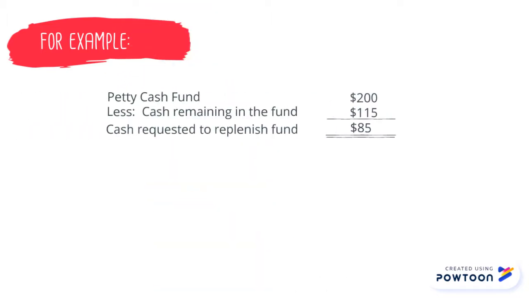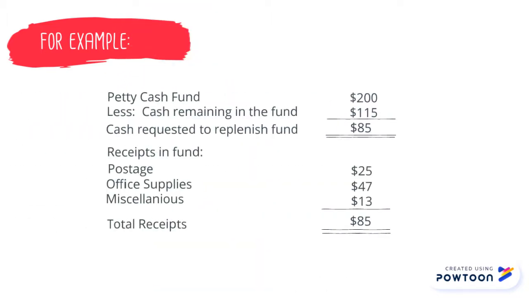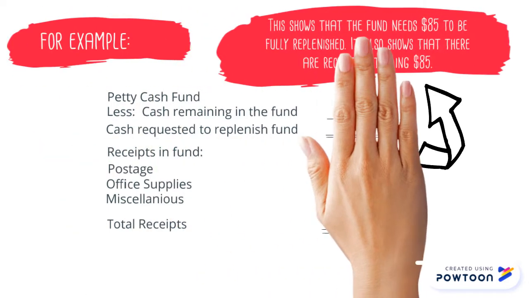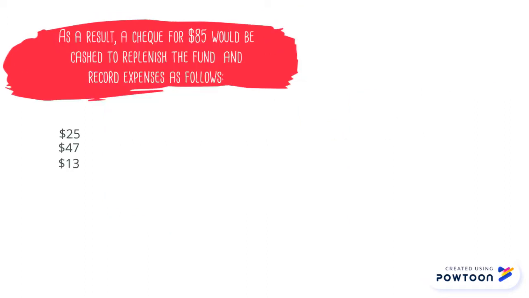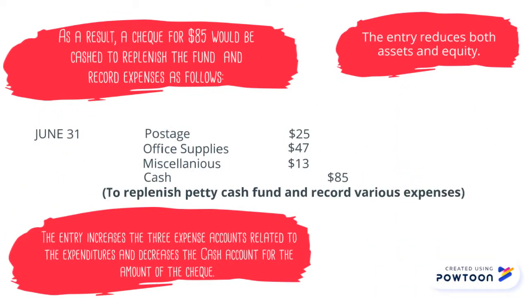For example, this journal entry shows that the fund needs $85 to be fully replenished, and it also indicates that there are receipts totaling $85. As a result, a cheque for $85 would be cashed to replenish the fund and record expenses as follows. The entry increases the three expense accounts related to the expenditures and decreases the cash account for the amount of the cheque. The entry reduces both assets and equity.